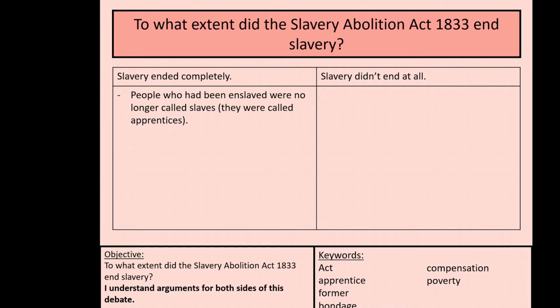Okay, so I'm going to bounce between the two sides of this table because they tend to come in pairs. So we started off with this idea that people who had been enslaved were no longer slaves, or they weren't called slaves, they were called apprentices. Now there is a counter argument to that. And that's the fact that even though these people were not officially called slaves, they were still essentially slaves. They were just slaves under a different name.